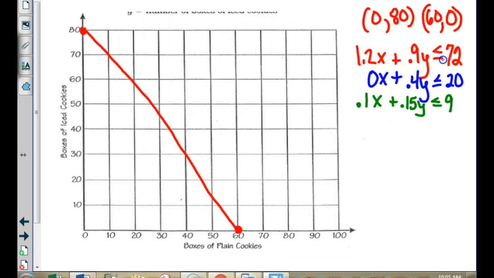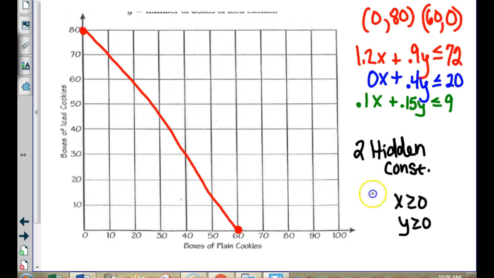Now, it says less than or equal to 72. By the way, I totally forgot to mention, there are 2 hidden constraints. We call these hidden constraints. In other words, they weren't clearly stated, but x can't be negative and y can't be negative. Does that make sense? x is greater than or equal to 0, y is greater than or equal to 0. So we have to be in the first quadrant because we can't have negative packages of cookies. All right, again, this was a less than, so we're talking below this line.